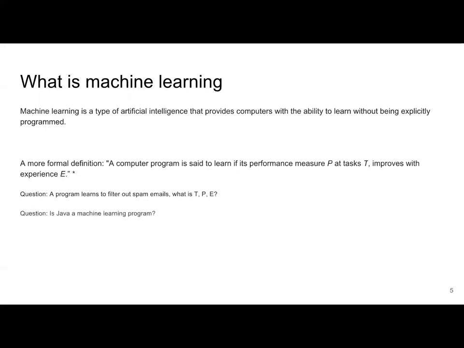One more interesting question for all the programmers: is Java a machine learning program? To some extent, I think it is. It has a JIT compiler. During warm-up, the execution speed of your program can be improved. So in this case, the task is to run faster. The performance, the P, measures how fast, the latency of your program, and the experience is the warm-up code you write, which trains the Java compiler.